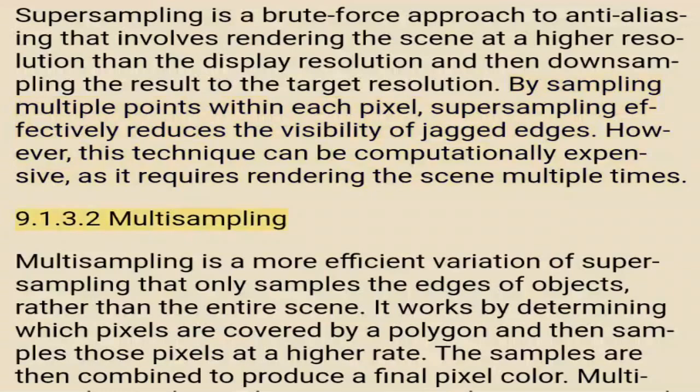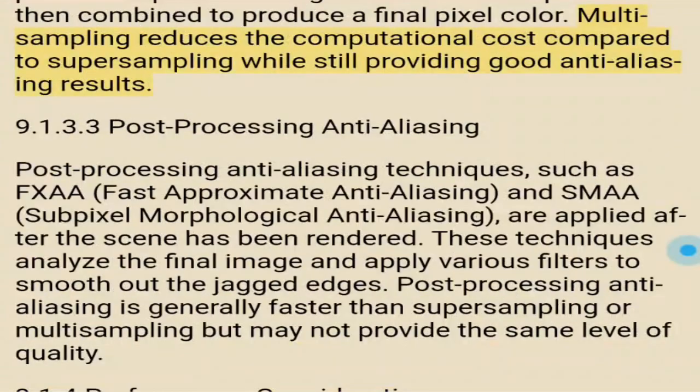9.1.3.2 Multisampling. Multisampling is a more efficient variation of supersampling that only samples the edges of objects, rather than the entire scene. It works by determining which pixels are covered by a polygon and then samples those pixels at a higher rate. The samples are then combined to produce a final pixel color. Multisampling reduces the computational cost compared to supersampling while still providing good anti-aliasing results.